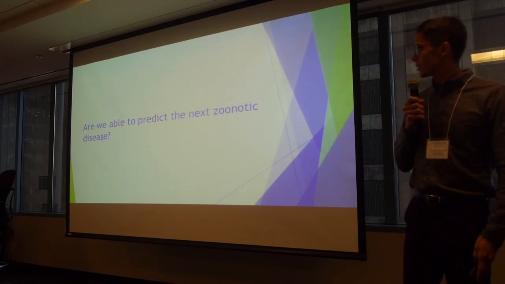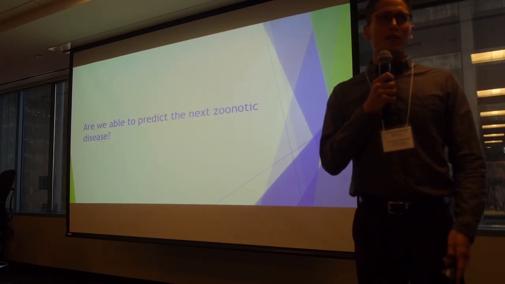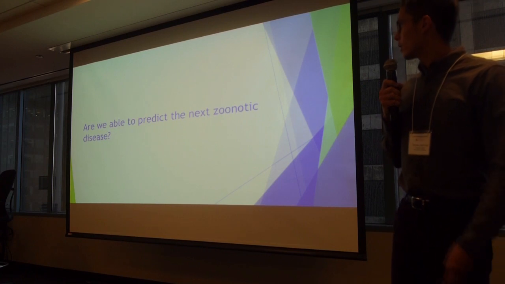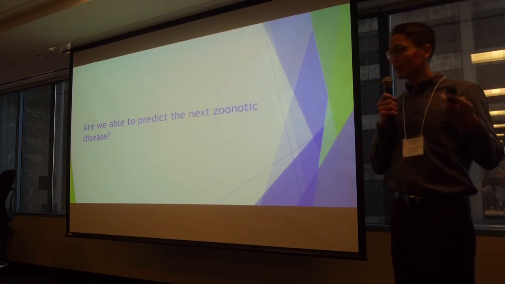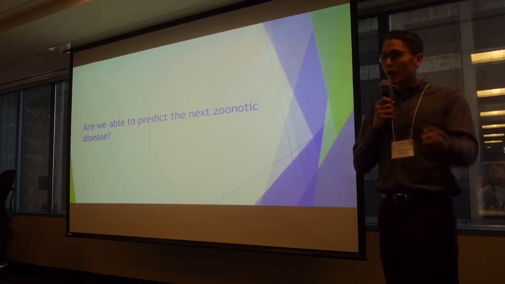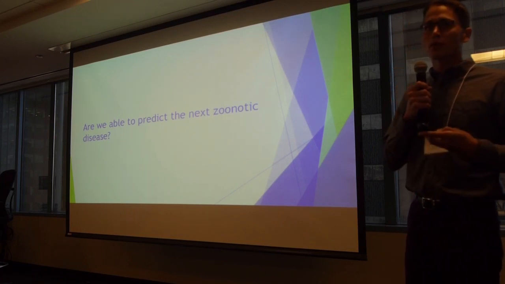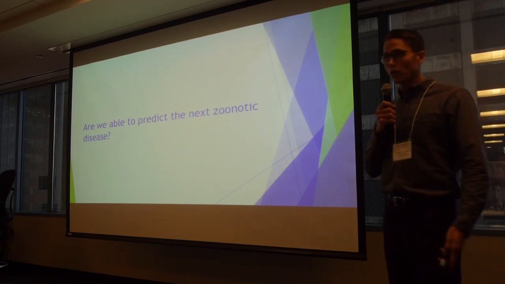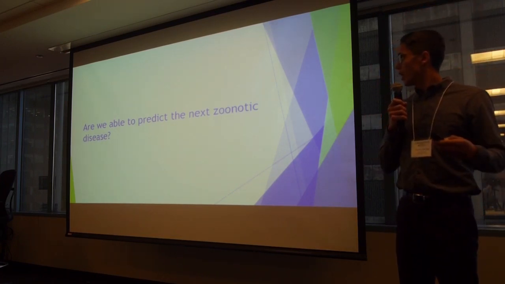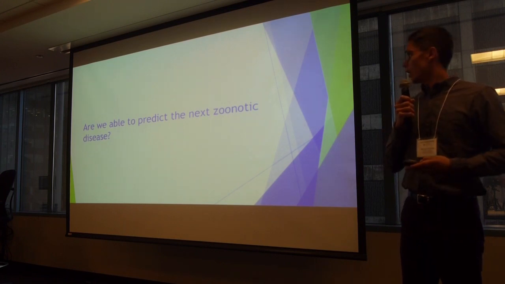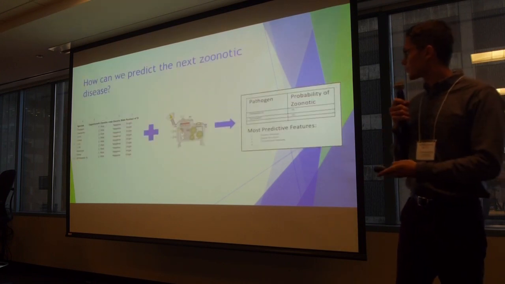So there's this question, and it's kind of been a theme here at this conference: can we maybe predict the next zoonotic disease and then take a more proactive approach to disease control as opposed to a reactive approach? So that's kind of the goal. We could help mitigate the disease before it even starts becoming an epidemic.